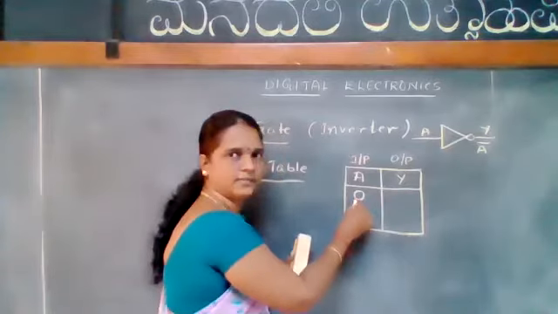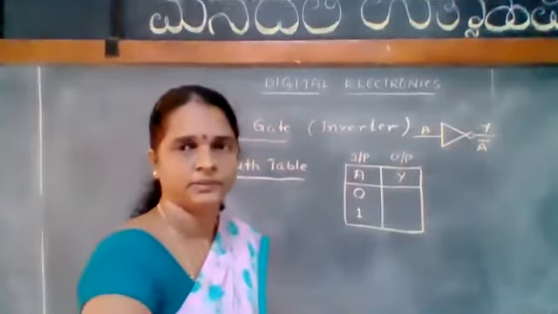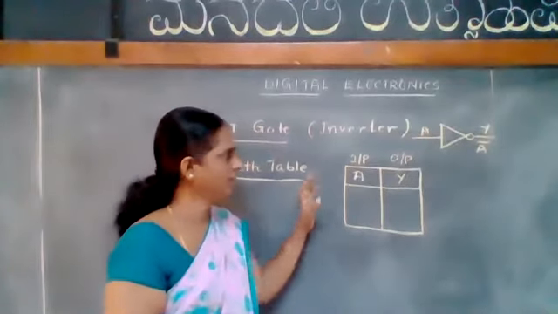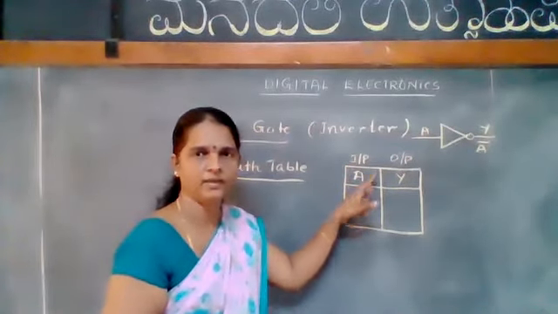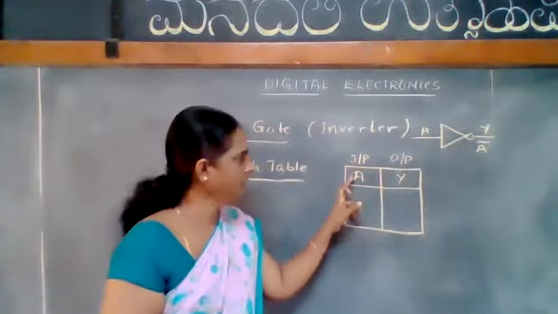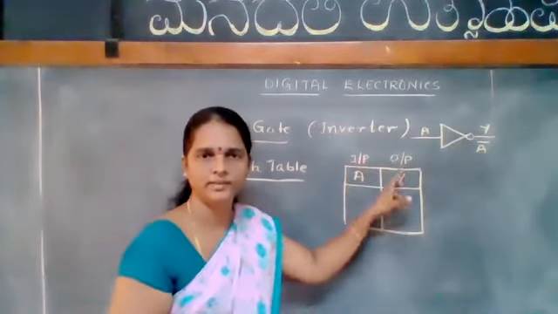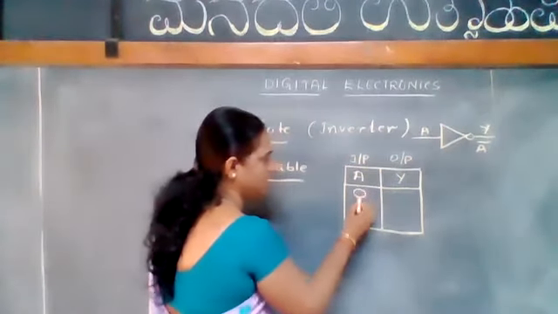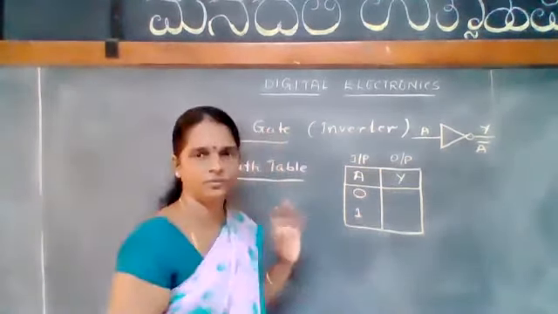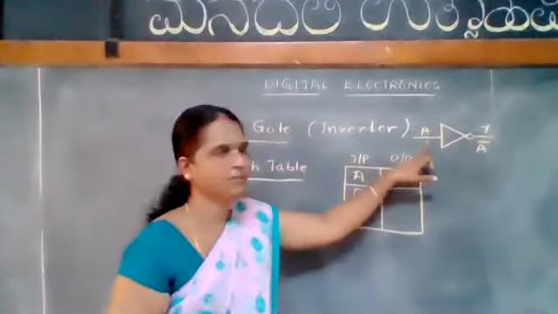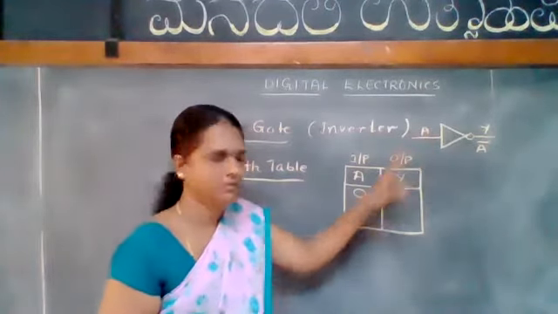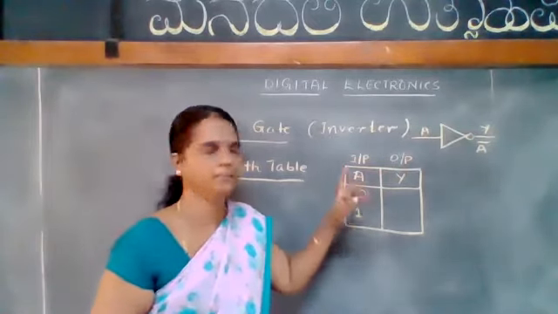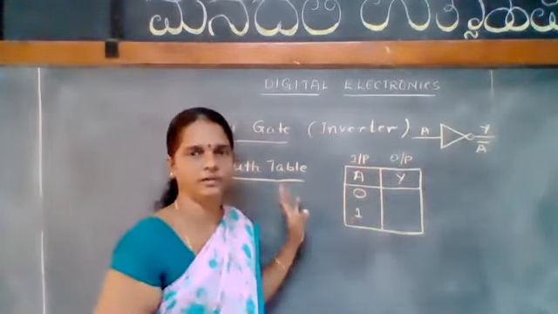So in the inverter, we have input as A, output as Y. We have taken A as the input and Y as the output. The possible combinations are 0 and 1 only, because we have only one input. So the possible combinations which are made using one bit are 0 or 1.